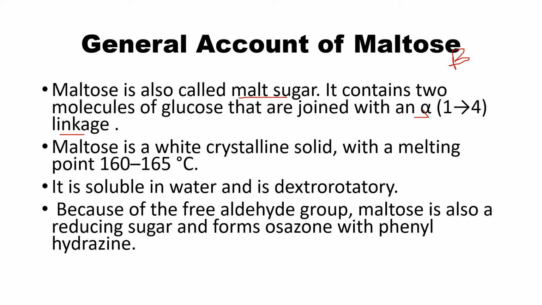Maltose is a white crystalline solid with the melting point 160 to 165 degrees centigrade. It is soluble in water and is dextrorotatory. Because of free aldehyde group, maltose is also a reducing sugar and forms osazones with phenyl hydrazines. What is osazones? Osazones is a chemical test which is used to detect the reducing sugars.